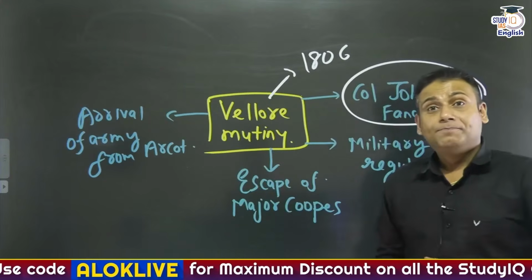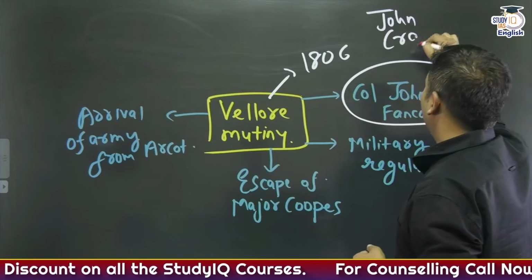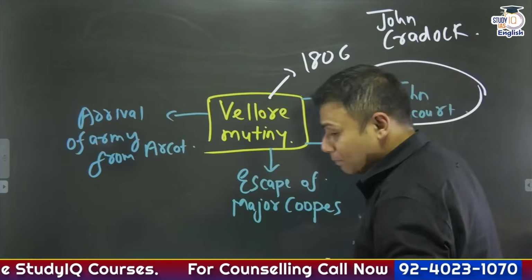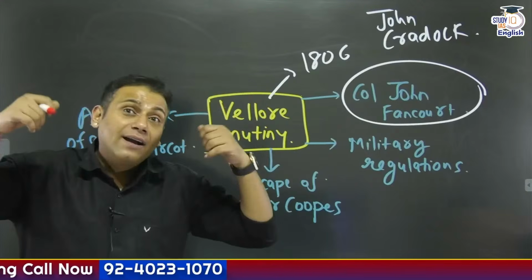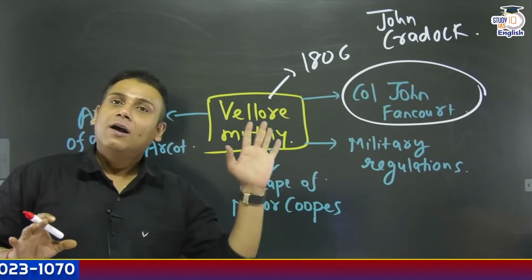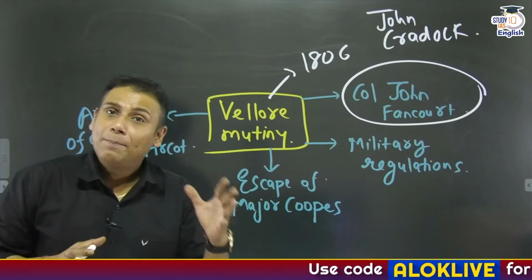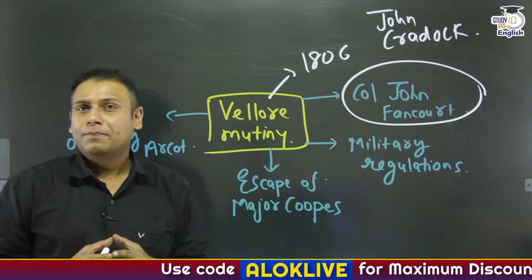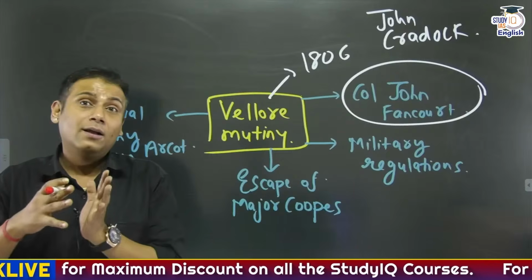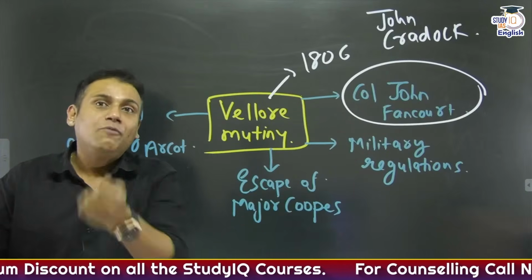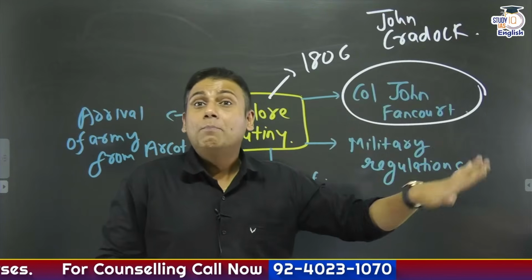On top of this, John Cradock passed another law. And what was that? He said that every soldier has to wear a round hat. And that hat was made up of the hides of cow and pig. Cow is sacred to Hindus, and pig is considered taboo among Muslims. So precisely speaking, it was taken as a kind of, first, that we are getting Christianized, and second, a major aspect, that the soldiers were being purposely humiliated by the Britishers.